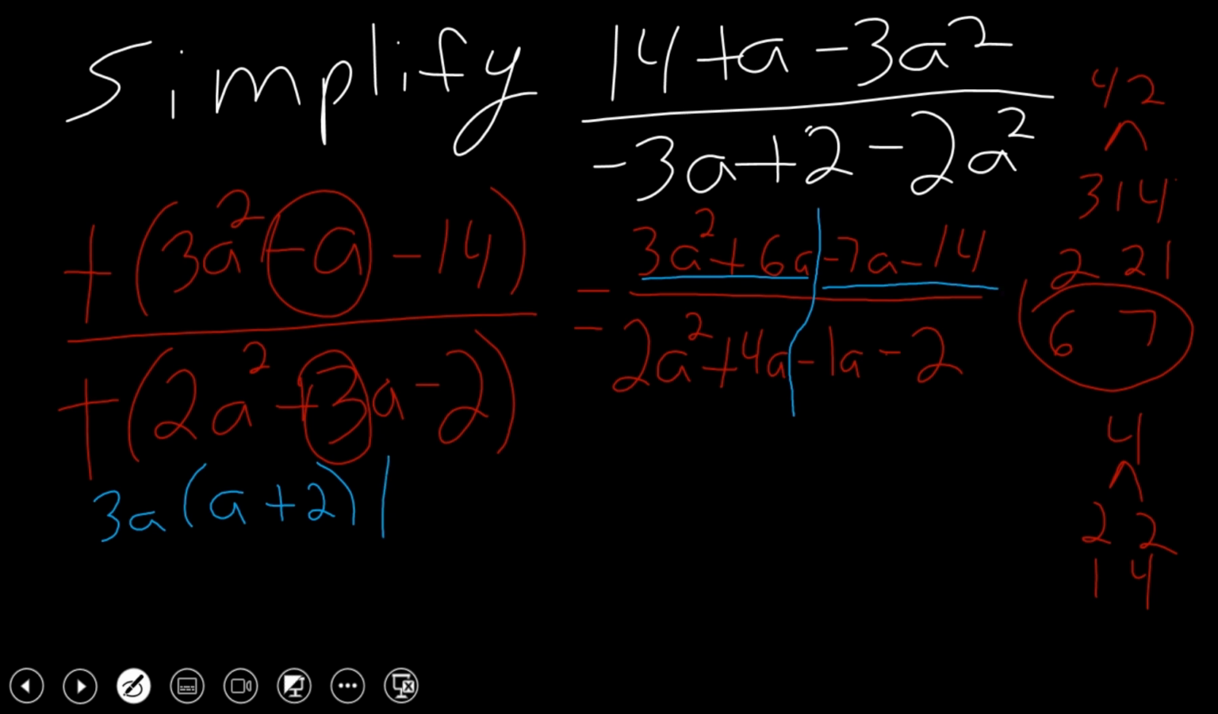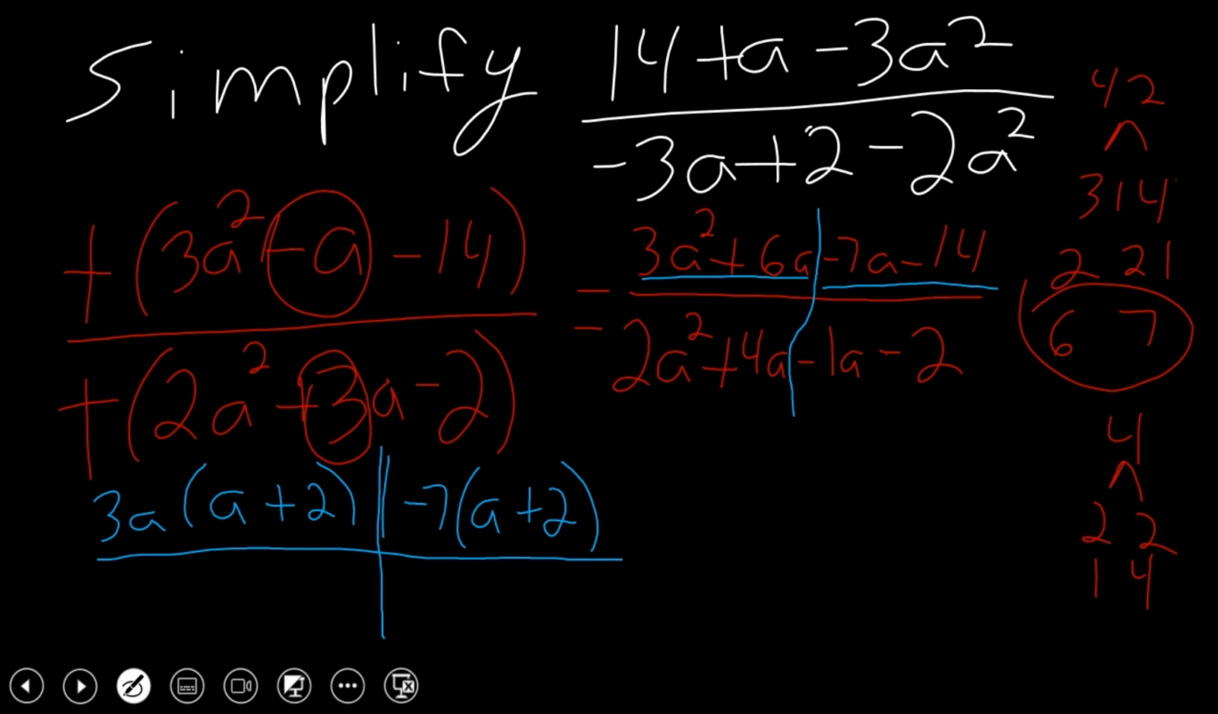And so we're going to have -7a plus 2, because -7a divided by -7 gives us a, and -14 divided by -7 gives us positive 2a. Okay.